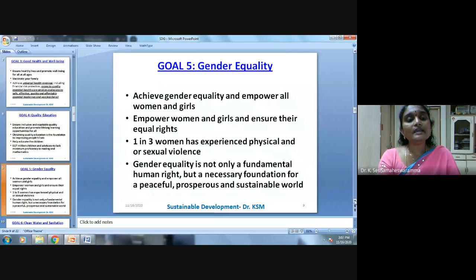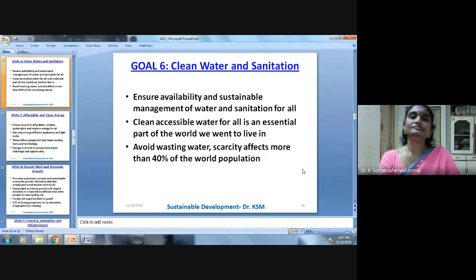Sixth one, clean water and sanitation. Not only clean water, air also. Without good drinking water, without clean air, there is no good health. Ensure availability and sustainable management of air, water and sanitation for all the people. Clean, accessible water for all is an essential part of the world we want to live in.